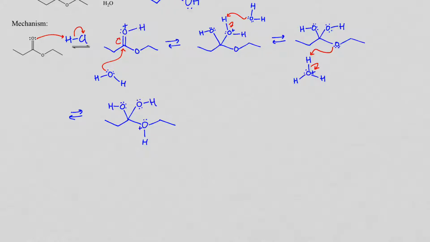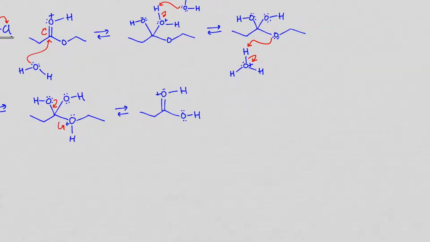And now we can reform our carbonyl, push out some ethanol. Now, I think it's important to note, just because we're reforming the carbonyl doesn't mean that we lose this hydrogen. So it is important to draw the carbonyl activated with a positive charge. But then, as true catalysis tells us, if we start with H3O plus or some form of protons in solution, we'll end with some form of protons in solution.